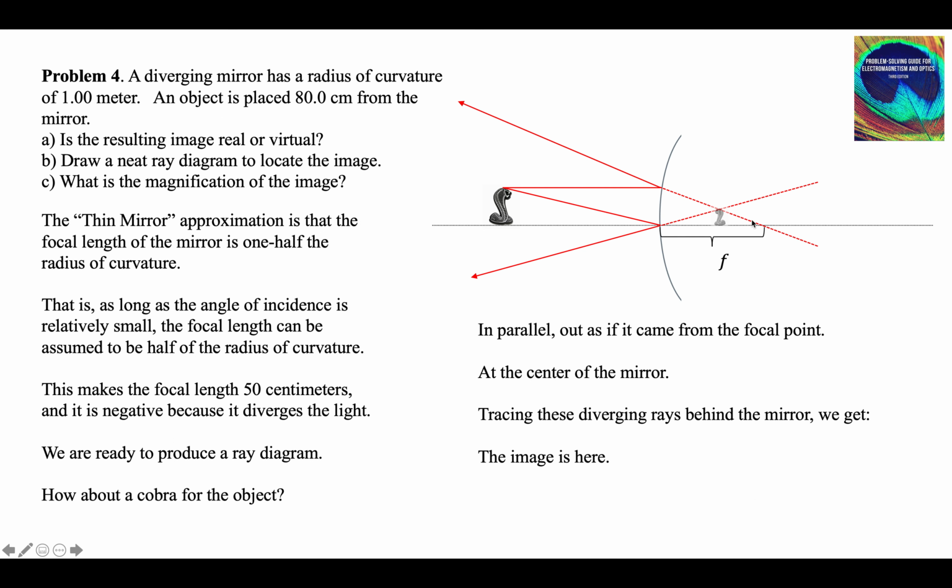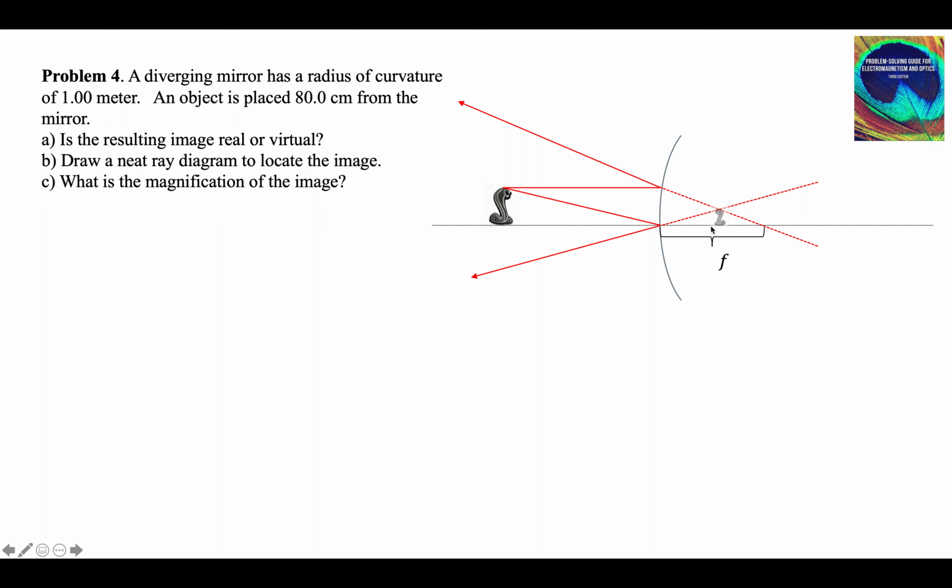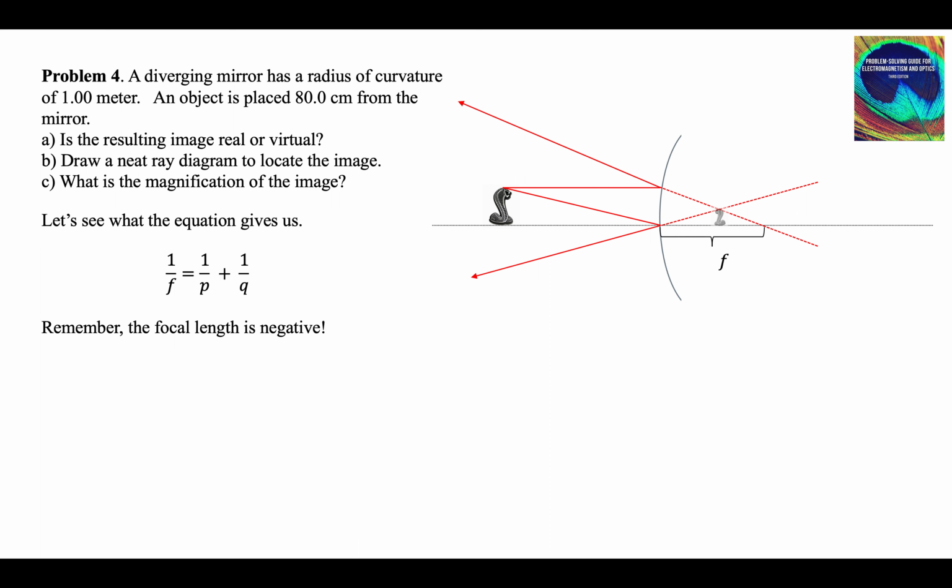And the focal length is 50 centimeters. Looks like it might be a little bit farther than halfway. But we can figure it out with the thin lens equation, even though this is a mirror. 1 over f is 1 over p plus 1 over q. F is negative. We have 1 over minus 50 equals 1 over 80 plus 1 over q.